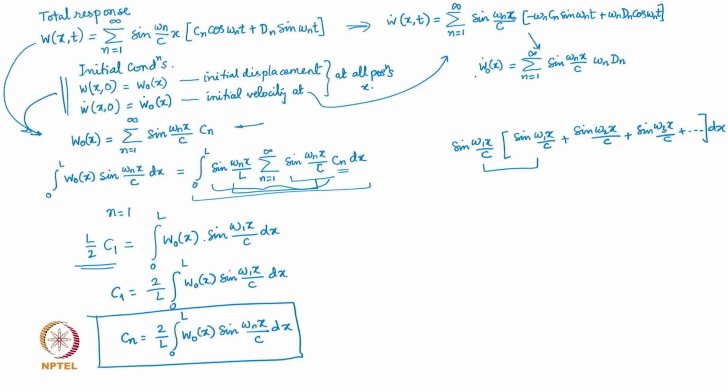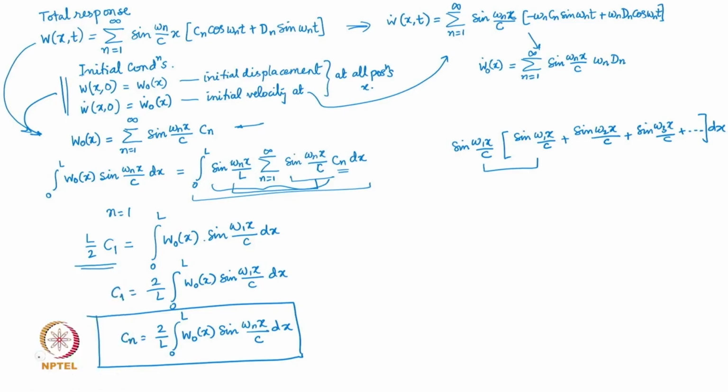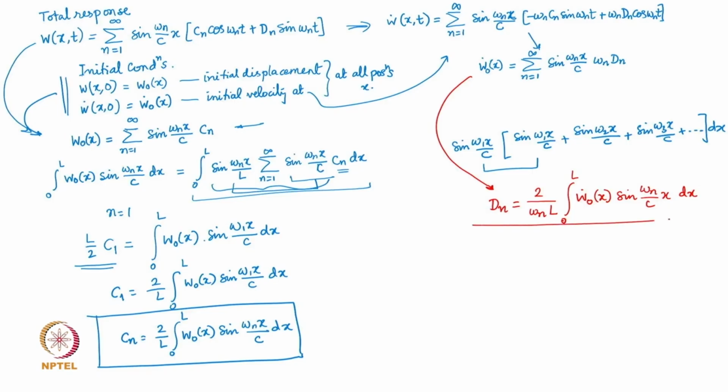Following the same process, it is quite straightforward now for you to show that from this I can similarly get the expression for dn, that's going to be 2 over omega n L integral 0 to L w naught dot x sine omega n by c into x dx. Okay, and that basically gives you the second coefficient dn.